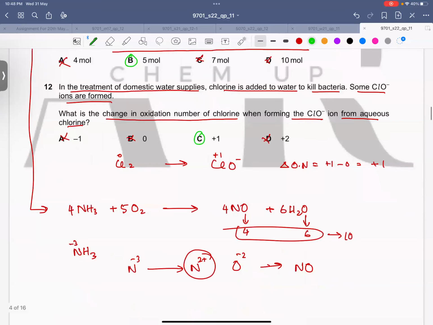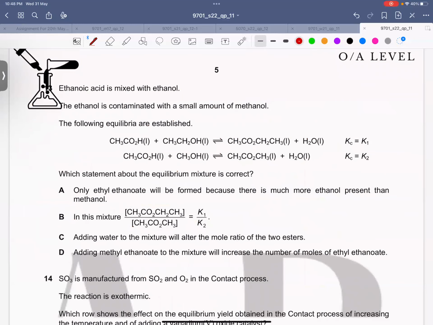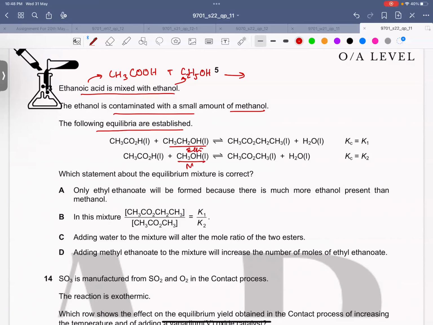Now, question number 13. Ethanoic acid is mixed with ethanol. So this is ethanoic acid, and here you have ethanol. The ethanol is contaminated with a small amount of methanol. The following equilibrium has been established. This is ethanol and this is methanol. So both would undergo esterification reaction and both would form an equilibrium.